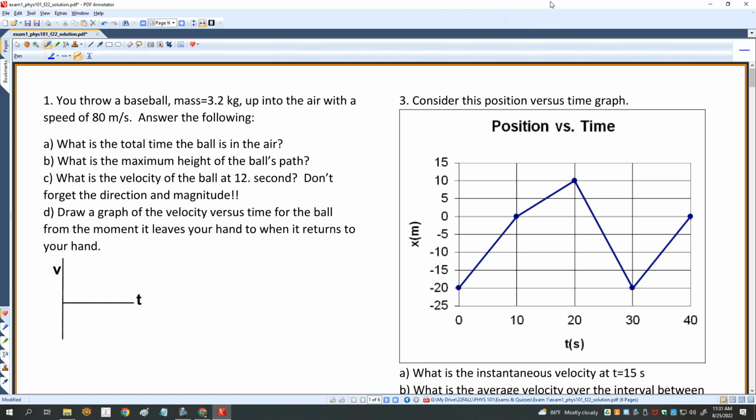Physics 1, fall 22 exam. Throw a baseball up into the air with a speed of 80 meters per second. So if I draw this, it's going to go up, and it's going to come back down again. I want to know what is the total time in the air.